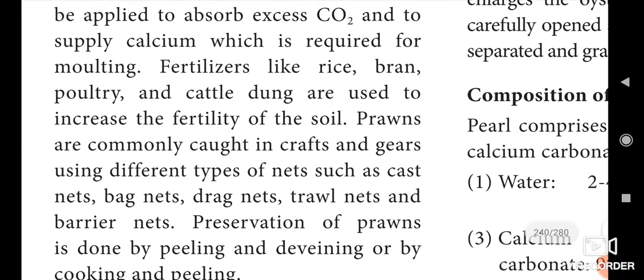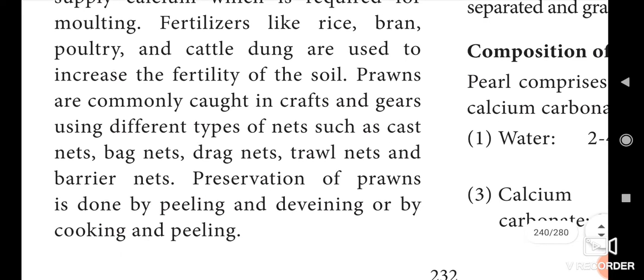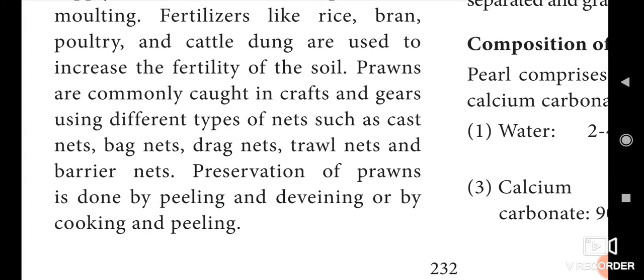Here the prawns are commonly caught in craft and gears using different types of nets such as cast net, bag net, drag net, trawl net and barrier net. Preservation of prawns is done by peeling and deveining, or by cooking and peeling. How will it be preserved? Peeling and deveining, or by cooking and peeling. So this is the preparation of the farm.